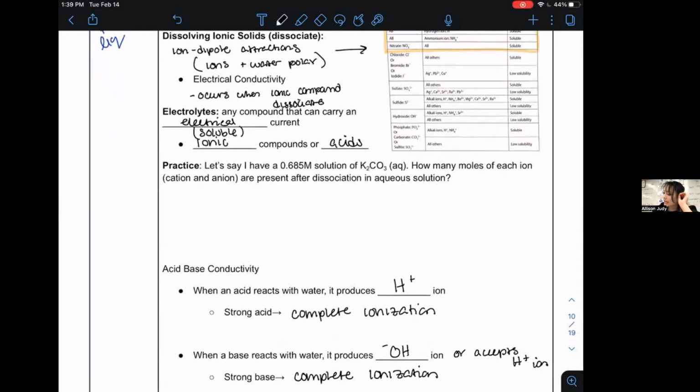So let's turn to how do we quantify this? Because in the end, chemistry is all about quantification too. So let's say I have 0.685 molarity solution of potassium carbonate, aqueous. If it's aqueous, we know it is soluble, it is dissociated, it is dissolved. How many moles of each ion, cation and anion, are present after dissociation? Well, let's start looking at our molar ratios.